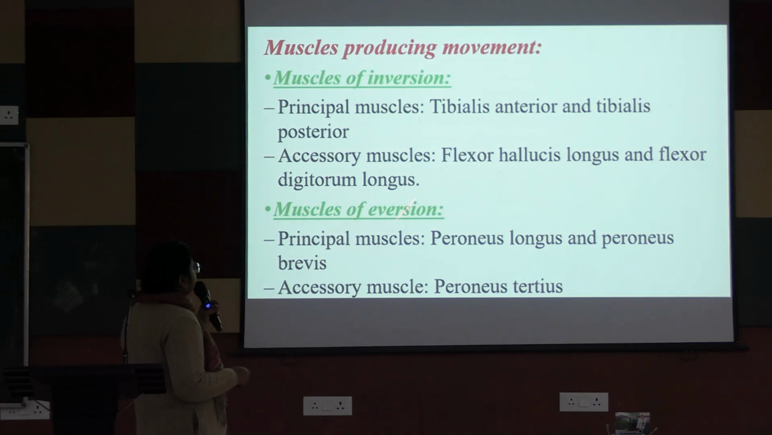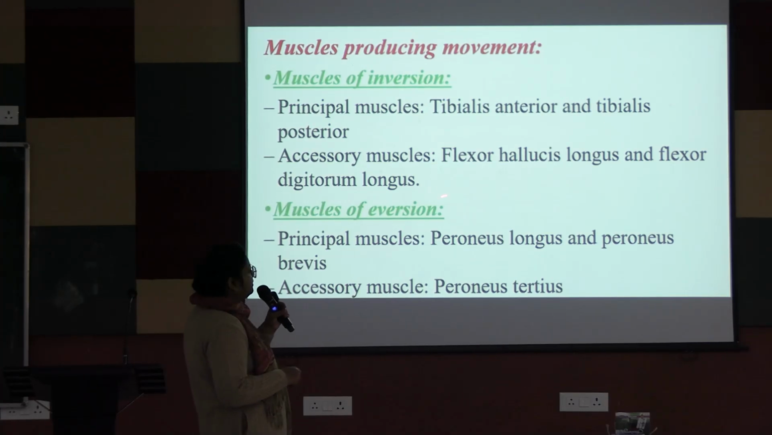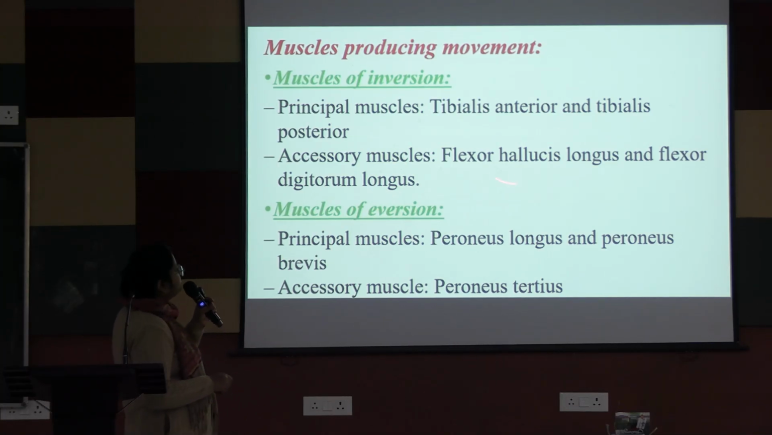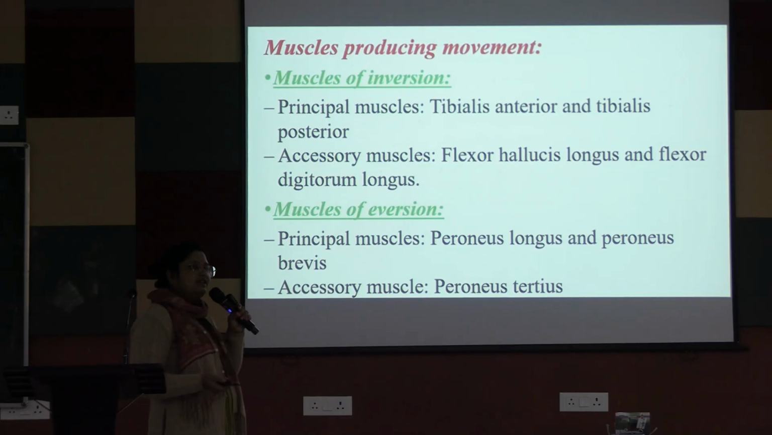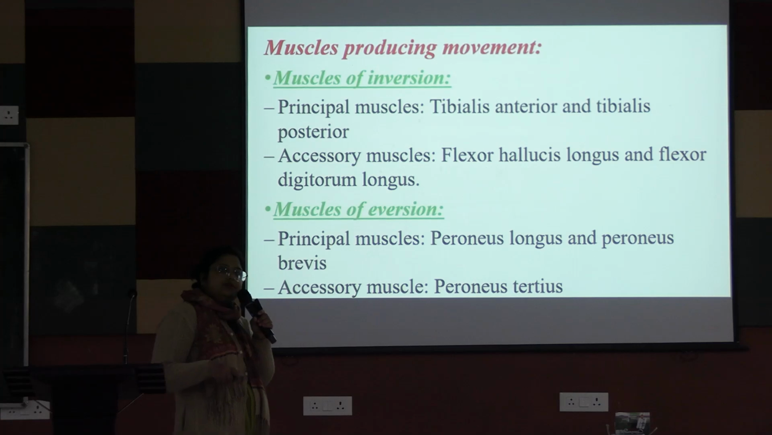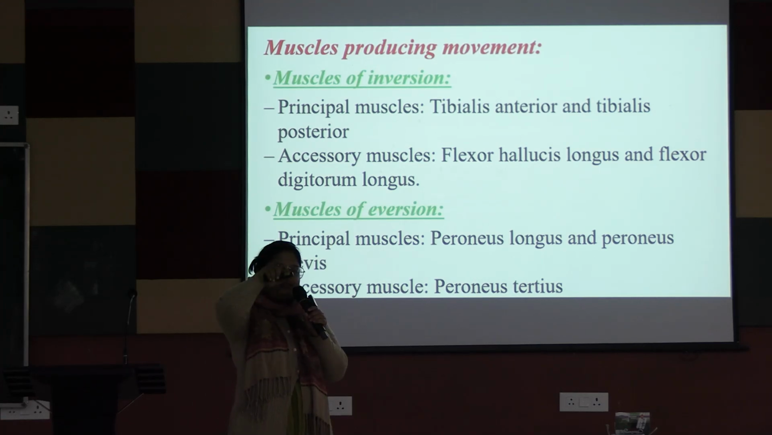Muscles of inversion. Principal muscles are tibialis anterior, tibialis posterior, and accessory muscles are flexor digitorum longus, flexor hallucis longus. And muscles of eversion are all the peroneal muscles. Principal muscles are peroneus longus, peroneus brevis. Accessory muscle is peroneus tertius. All these you have to write during inversion, eversion.